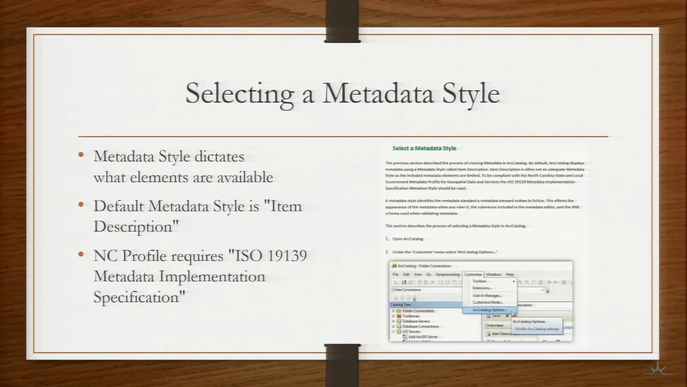Next, we have selecting a metadata style. The metadata style just dictates what elements are available to be populated. The default metadata style in ARC Catalog is one called item description, and that's very limited, I guess limited is the best word to describe it. There are only a few elements there that you can populate, and that's not the one that we want to use. We want to use the ISO 19139 metadata implementation specification, because that gives us a wide range of elements that we're able to populate and be in line with the North Carolina profile.